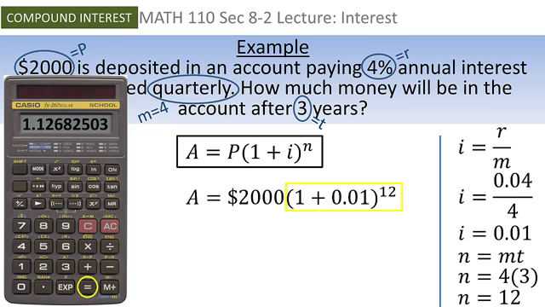You need to practice this. When you press equal, you'll get 1.12682503. You don't want to be rounding these things off. Just leave the quantity in the calculator. Now you want to times that by 2,000, and then equal. And that will give you $2,253.65.